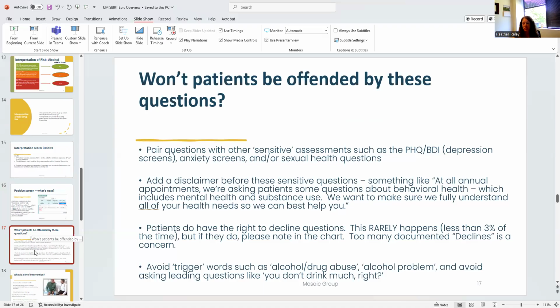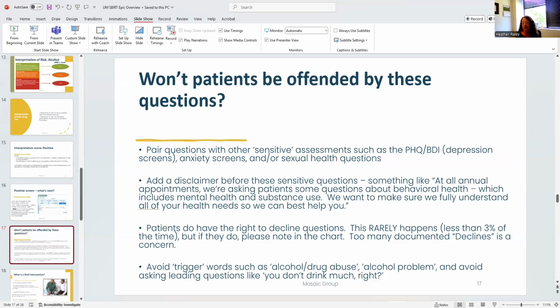And so we encourage you to pair the questions about alcohol and substance use with questions of other sensitive natures, like those categories that I just named. Another suggestion is to add a disclaimer before any sensitive question so that the patient doesn't feel singled out. So what I sometimes say is, once a year, we're making sure that we're asking patients questions about behavioral health, which includes mental health and substance use. And we want to make sure that we fully understand all of your health needs so we can best help you.